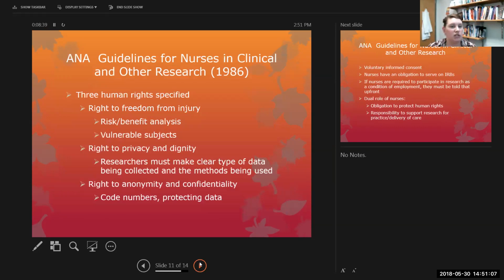The American Nursing Association Guideline for Nurses in Clinical and Other Research from 1986 talked about 3 human rights that were specified: the right to freedom from injury, that we do a risk-benefit analysis and that we protect our vulnerable subjects, that they remain free from injury; that they have the right to privacy and dignity, again, that researchers must make clear the type of data that's being collected and the methods that would be used for that; and that patients have the right to autonomy and confidentiality, that they would be coded by numbers, that their information would be protected.